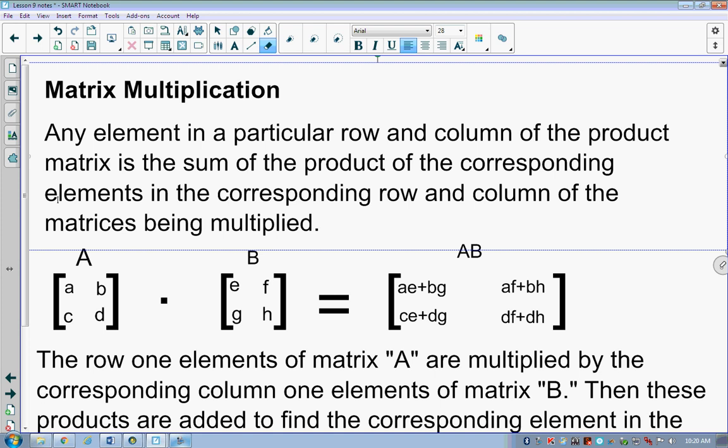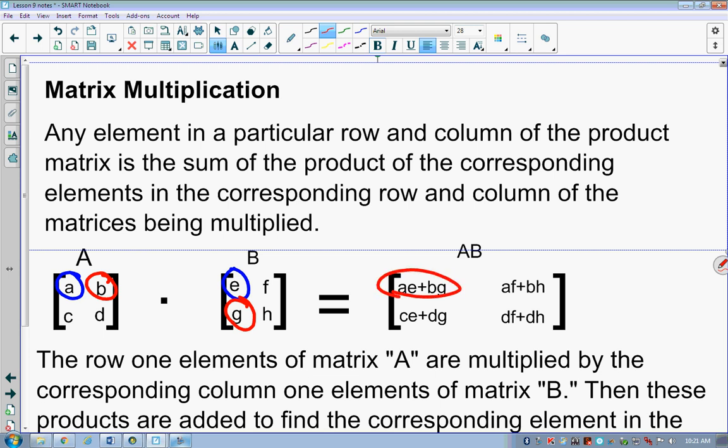Here we have a 2 by 2 and a 2 by 2, right? So what are the dimensions of the new matrix? 2 by 2. So if you look over here, A, B, C, D, E, F, G, H, I've got 1, 2, 3, 4. Okay, that works. So this is what I want you to see: I'm going to multiply A times E and add it to B times G. And that's this spot right here.